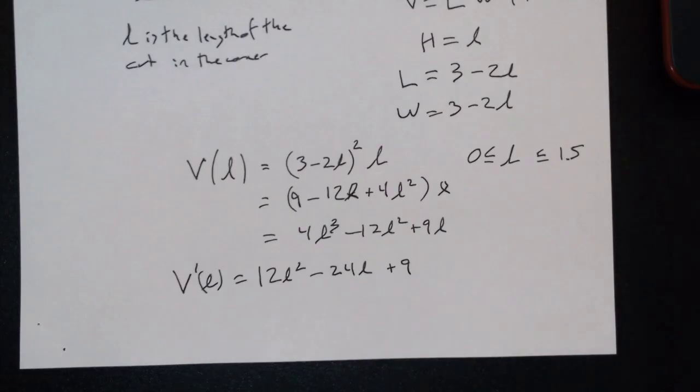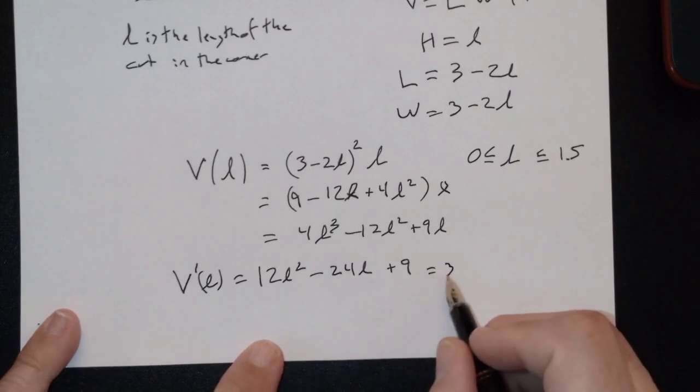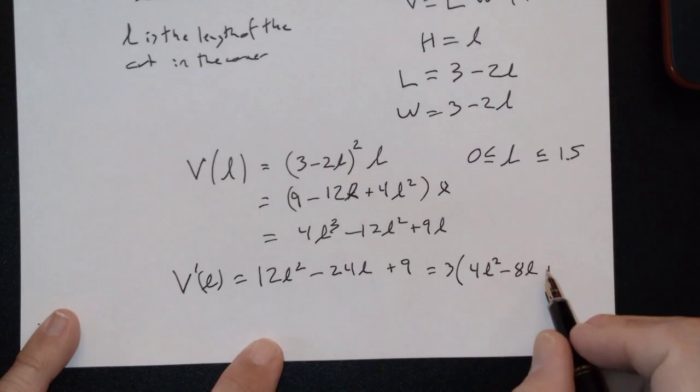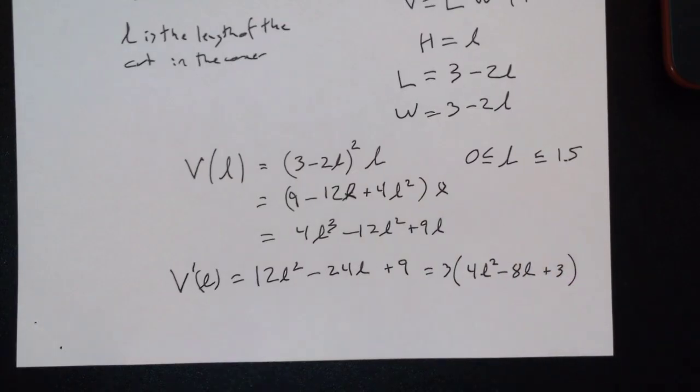All of those things are divisible by 3. I'm going to factor out a 3. And now you have your choice. Because I want to set that equal to 0 or figure out where it's undefined for my critical numbers. It's a polynomial. It's never undefined. All I have to do is set it equal to 0. You can either factor it or you can use the quadratic formula.